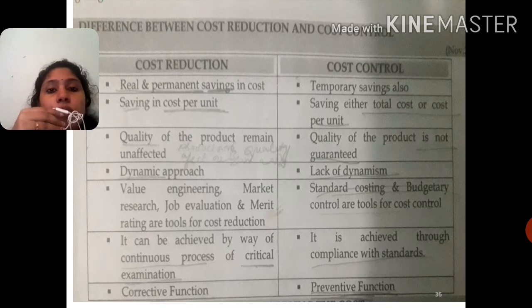Come to the fifth difference, cost reduction. See the cost reduction column. It can be achieved by way of continuous process of critical examination.